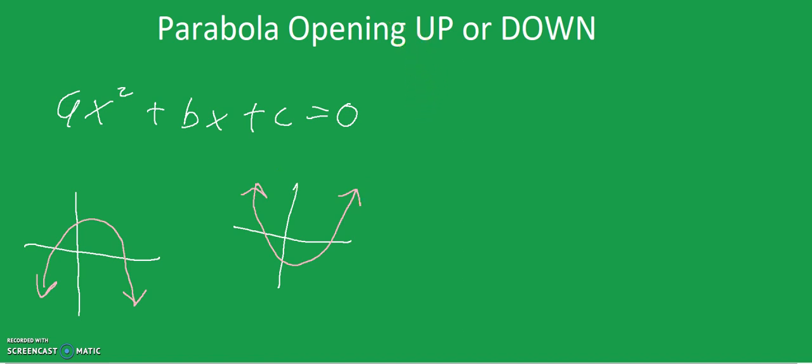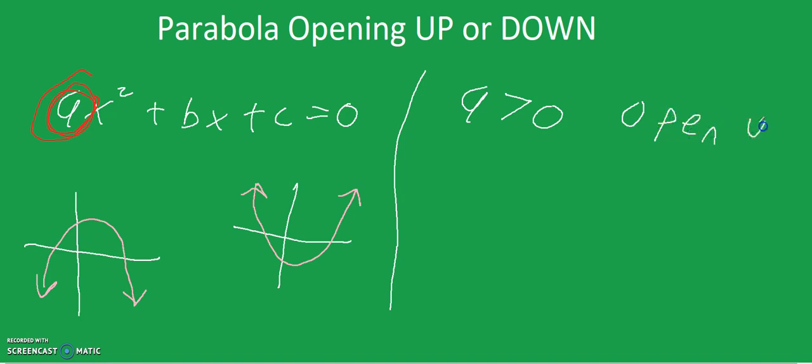Now the way to determine whether or not a parabola opens up or down is only based off of this value a right here. So all we need to look at is the number that's in front of the x squared term. Alright, so if a is positive, it's going to open up, and if it's negative, it's going to open down.